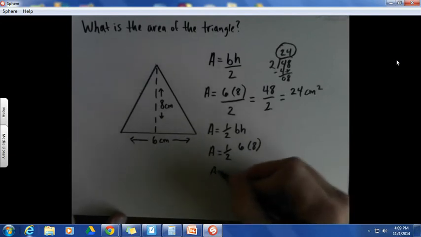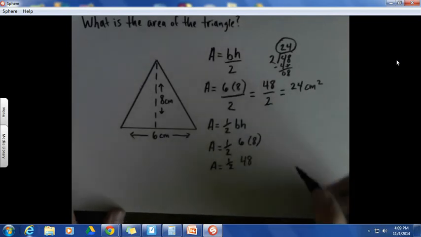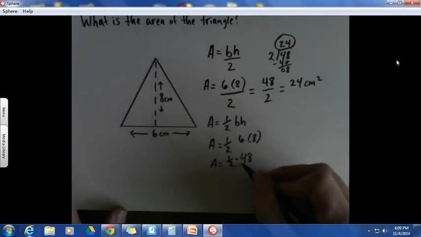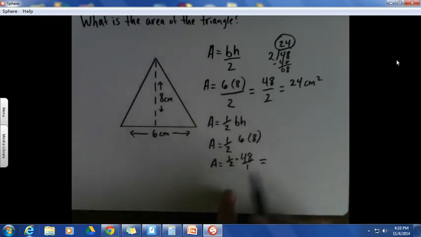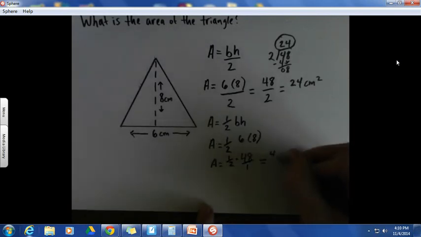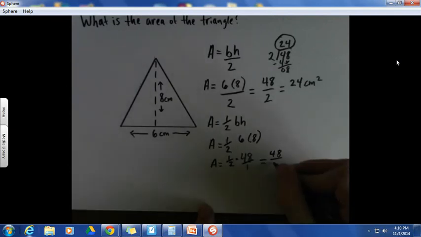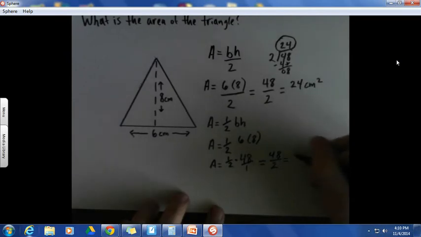So we have area equals 1/2 of 48. That's our multiplication. So 1/2 times 48. Well, if you put 48 over 1, using our rules of multiplying fractions, we multiply straight across. 1 times 48 is 48. And on the bottom we have 2 times 1 is 2, which is exactly the same thing as we have up here. Now we have 48 divided by 2, which again is 24 square centimeters.